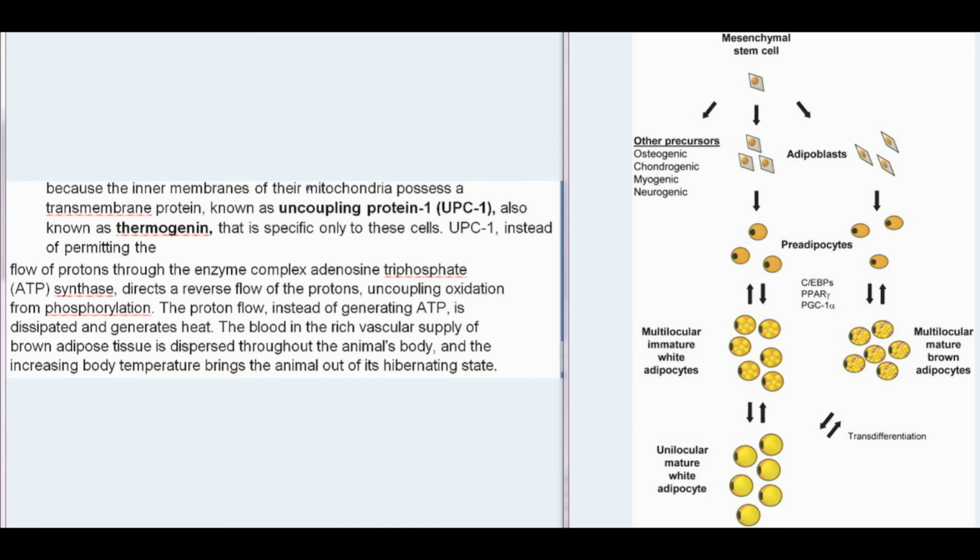UCP1, instead of permitting the flow of protons through the enzyme complex adenosine triphosphate, ATP, synthase, directs a reverse flow of the protons, uncoupling oxidation from phosphorylation. The proton flow, instead of generating ATP, is dissipated and generates heat. The blood in the rich vascular supply of brown adipose tissue is dispersed throughout the animal's body, and the increasing body temperature brings the animal out of its hibernating state.